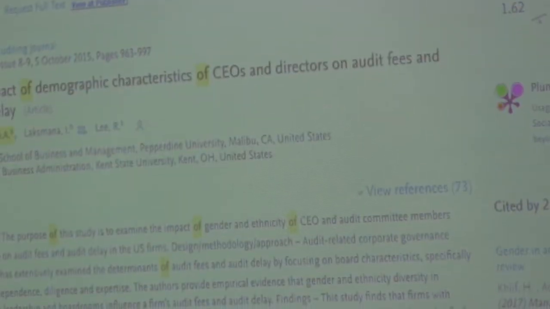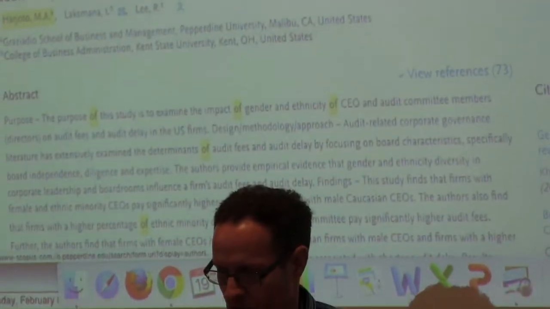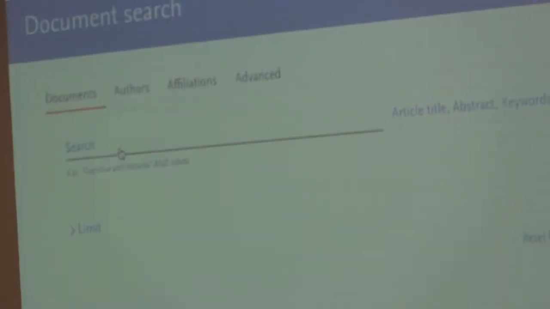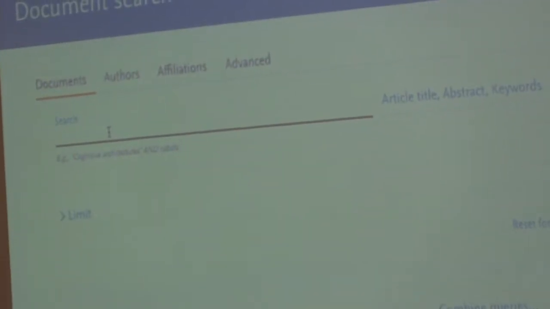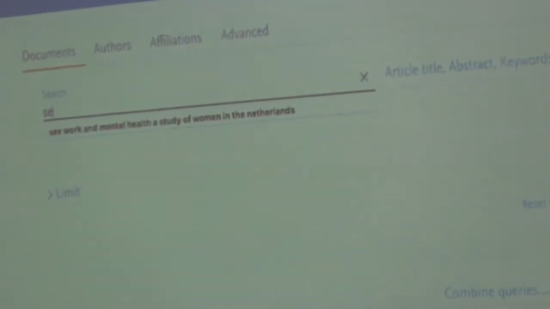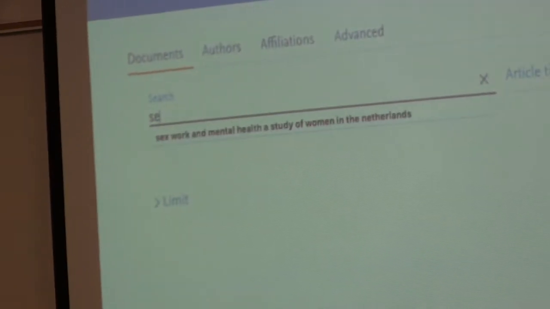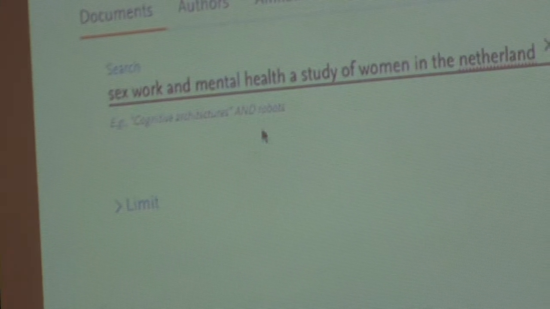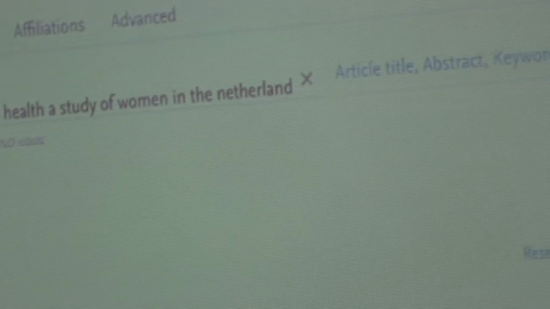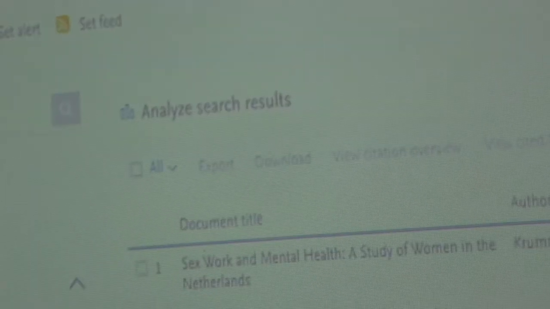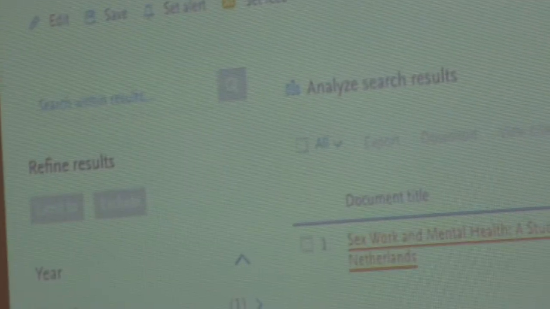I'm going to show another example. I'm going to do another type of search. And this is from a Pepperdine psychology professor. And this is a topic that's going to have more interest from the general public. So she was writing on sex work and mental health, the study of women in the Netherlands.